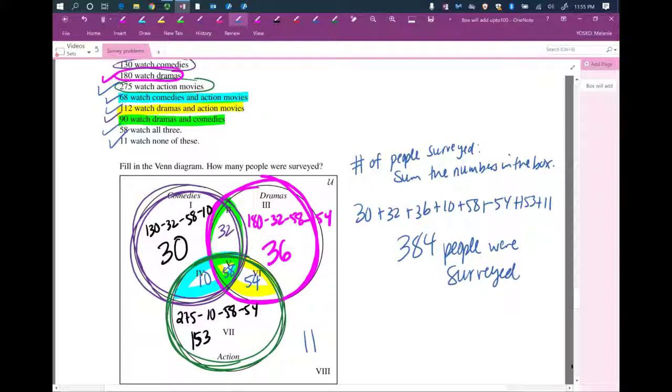Okay, that's fun, right? I love these problems. Hopefully you will too.